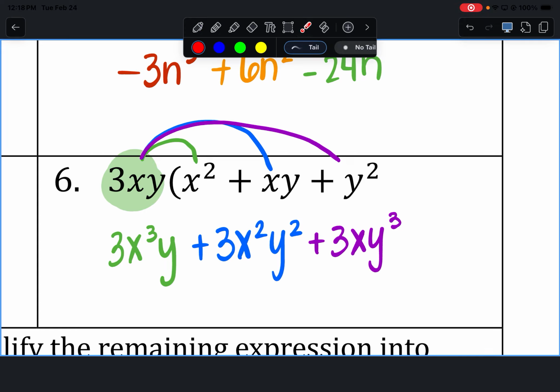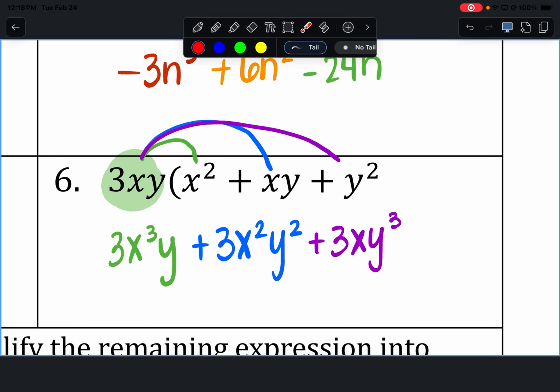So when we have multiple variables, alphabetical order goes first, with exponents descending. So x is before y. So x to the third is the biggest exponent, then x to the second, and then this one has x in it. So that's why it goes in that order. Even though y to the third is there, alphabetical order takes precedence.